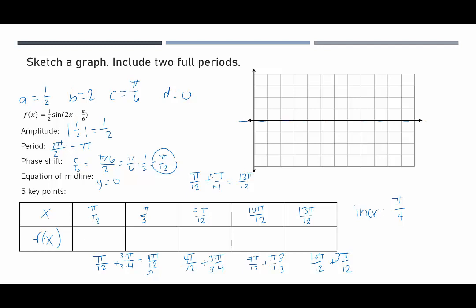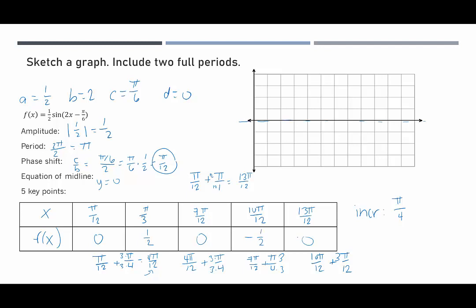Let's fill in the y values. So this graph should start at 0. We're starting at the midline. We're starting at 0. The amplitude is a half and it's positive, so we're going to go up to the maximum. We're going to add a half. We're going back to the midline. We're going down to the lowest point, which will be at negative a half, and back to the midline.